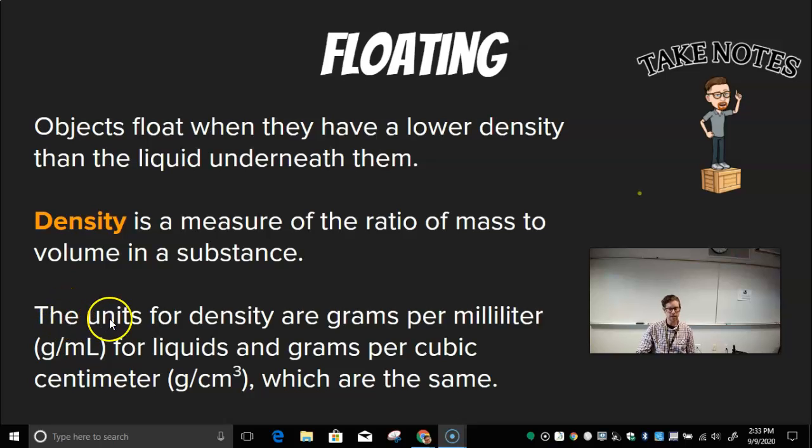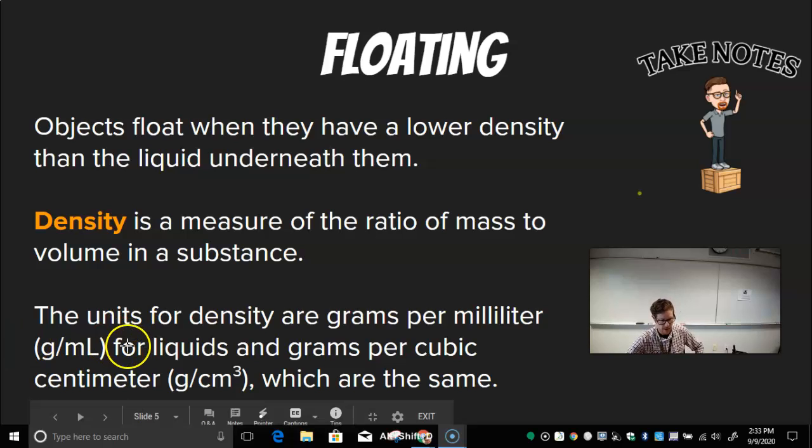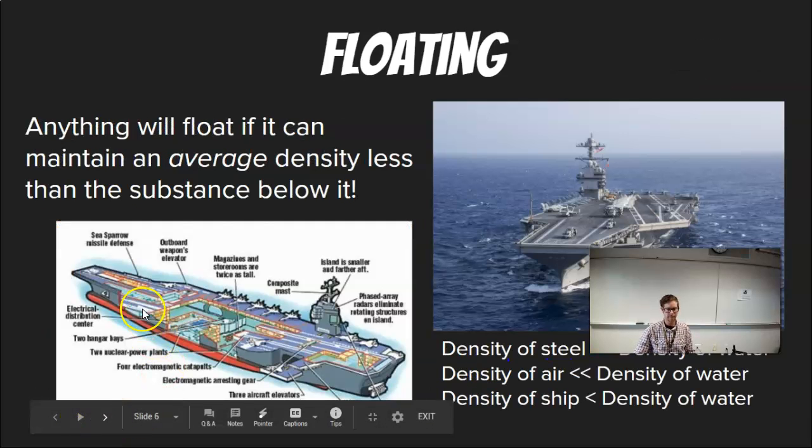And we have units for density. If we're measuring a liquid, it's grams per milliliter. And if we have a solid, it's grams per cubic centimeter. I forgot to write that in there, so I'll write it in here. Grams per cubic centimeter is for solids, and grams per milliliter is for liquids. If you need to catch up, pause the video, keep taking notes, and then come back.